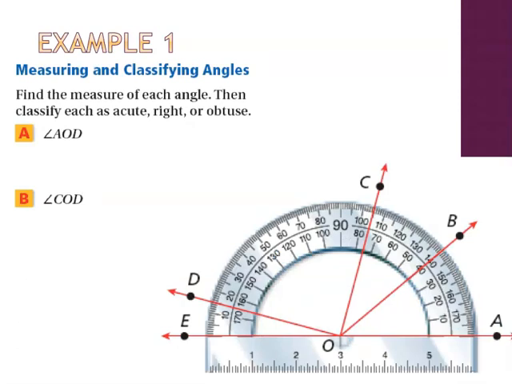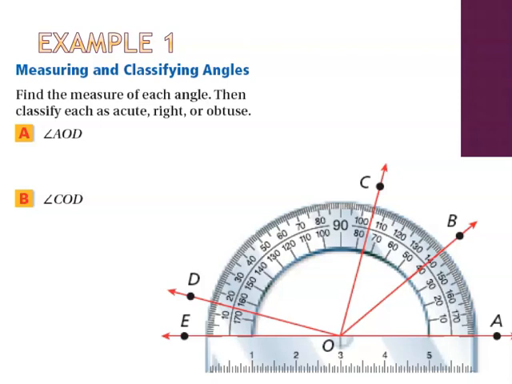Find the measure of each angle, then classify each as acute, right, or obtuse. So the measure of angle AOD. Now for angle AOD, we see that A is there at 0, or 180. Let's start with 0. Then you see D, that's right halfway between 170 and 160. So that looks like that's at 165. So 165 minus 0 is 165.